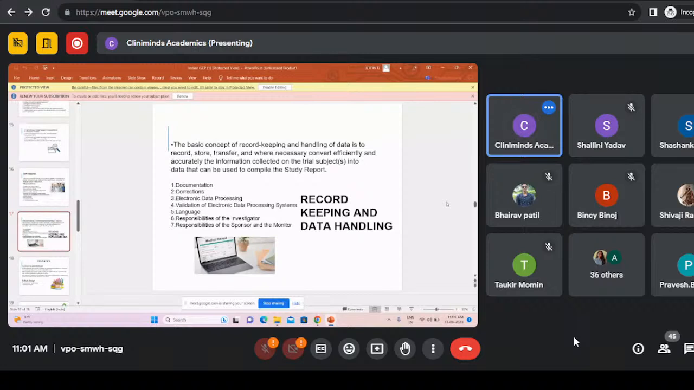Understood? Edit, give the correct data, then provide the reason for this. Then we can submit our data. Clear?